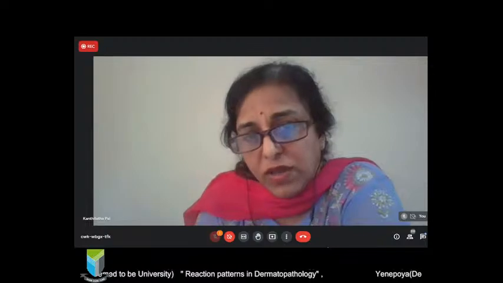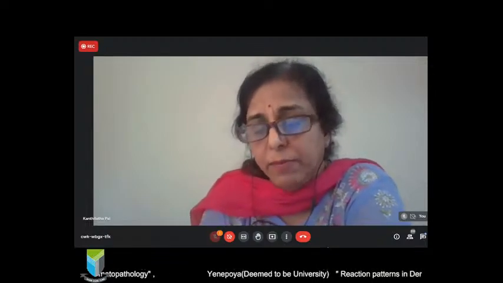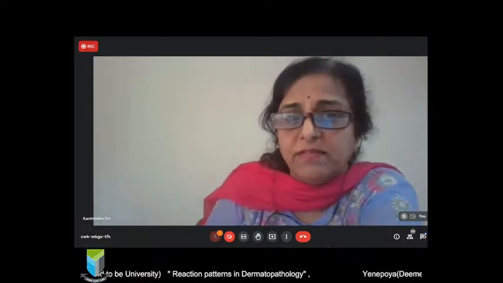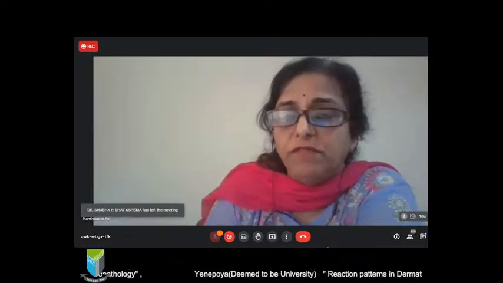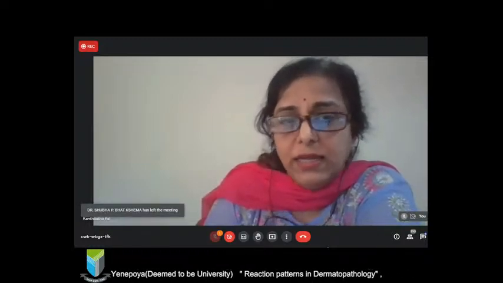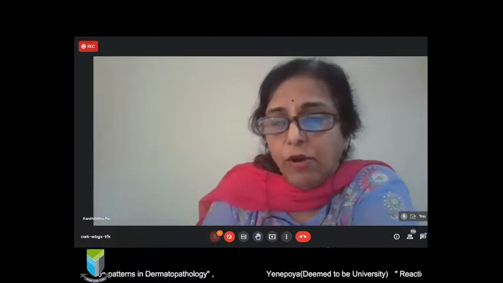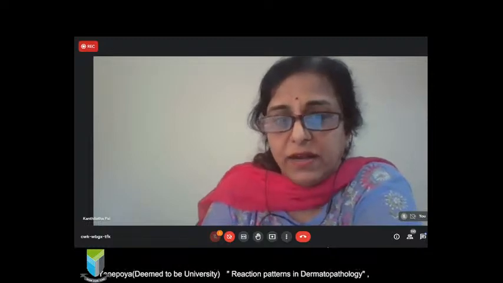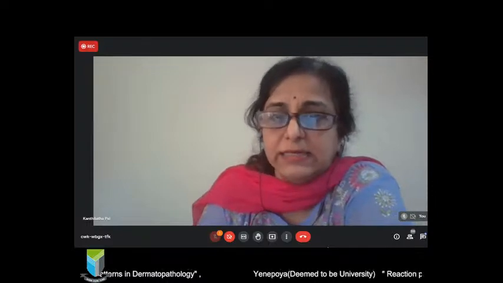So this is again, you can see here, Civatte bodies, basal cell degeneration, very irregular appearing basal cells. So to summarize the features of Lichen Planus, it is irregular acanthosis, hyperkeratosis, focal wedge-shaped hypergranulosis, thinning of the rete ridges, vacuolar degeneration of the basal cells, necrotic keratinocytes, which are seen as Civatte bodies, and band-like infiltrate. Pigment incontinence, again a feature of basal cell degeneration.